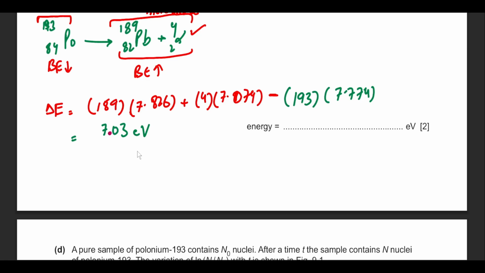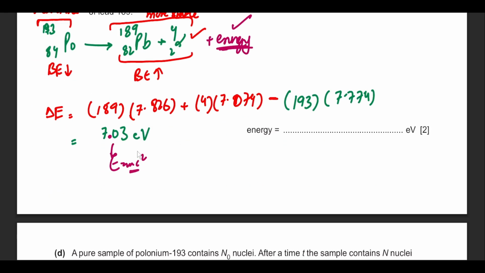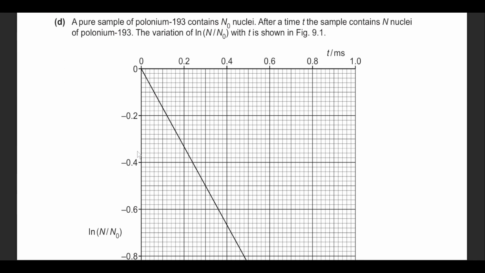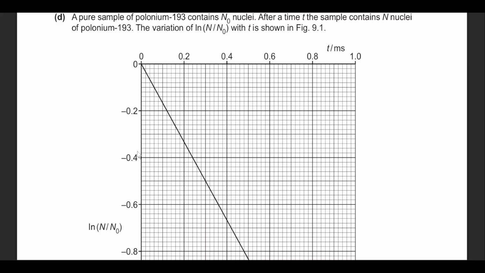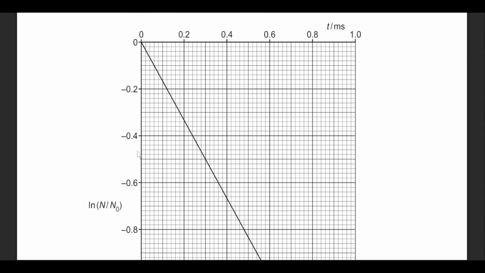So if you use E equals mc squared, convert this energy back to the mass, you will finally realize that the extra energy being released in the process was brought in by the mass that disappeared and is converted into energy. But anyways, a pure sample of polonium is given, the equation is given to us, the graph is given to us, and the equation of the graph looks eerily similar.